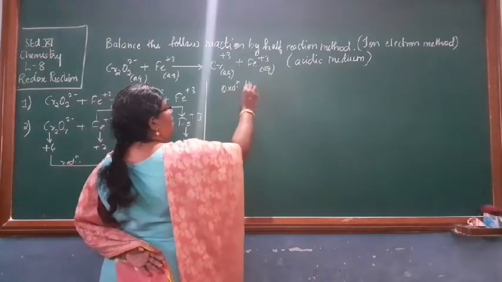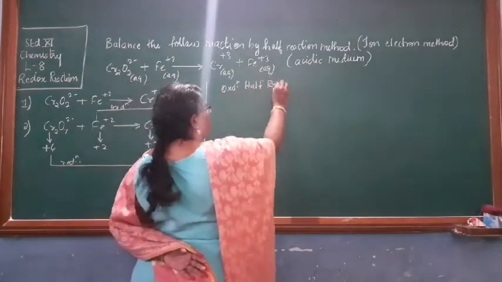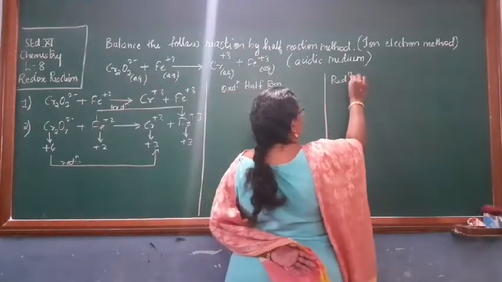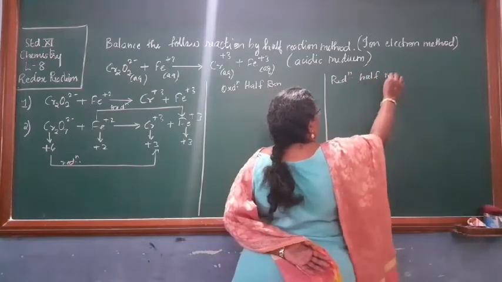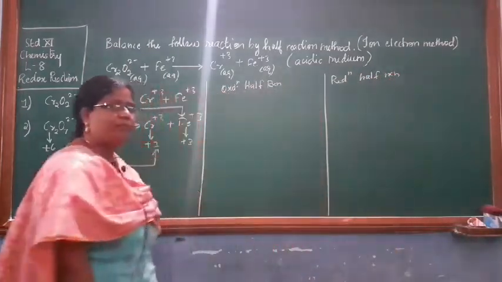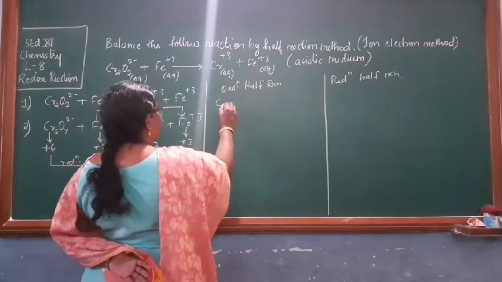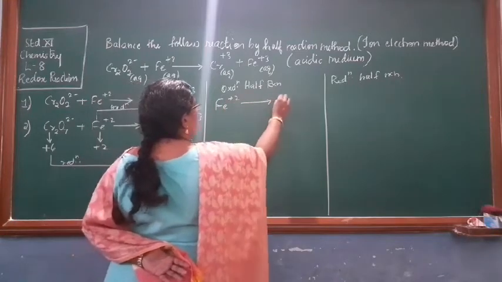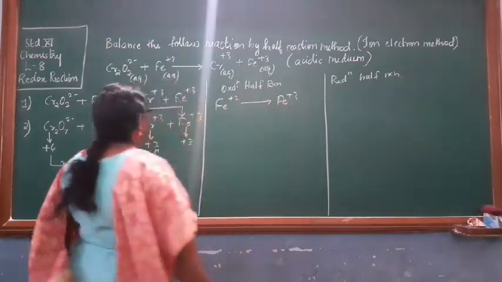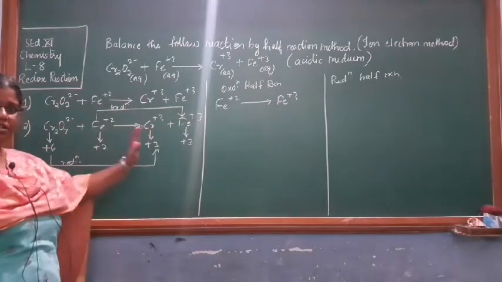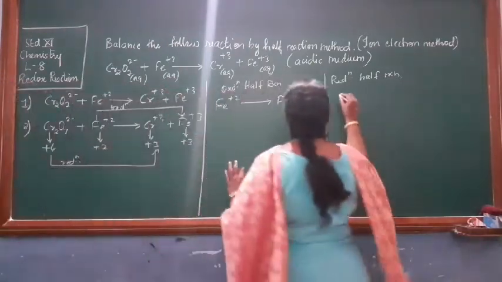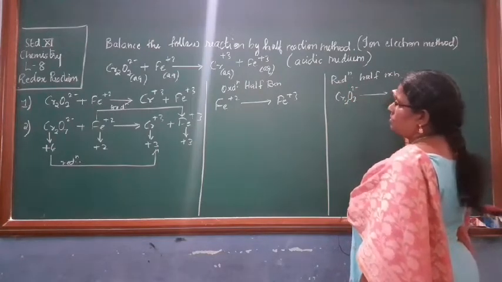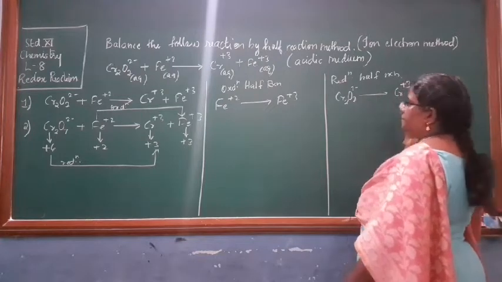Oxidation half reaction, and you have reduction half reaction. We have got both. Our oxidation reaction is Fe plus 2 going into Fe plus 3, isn't it? This part is the oxidation. This is your oxidation reaction. Okay, what's your reduction reaction? Cr2O7 2 minus goes to Cr plus 3.